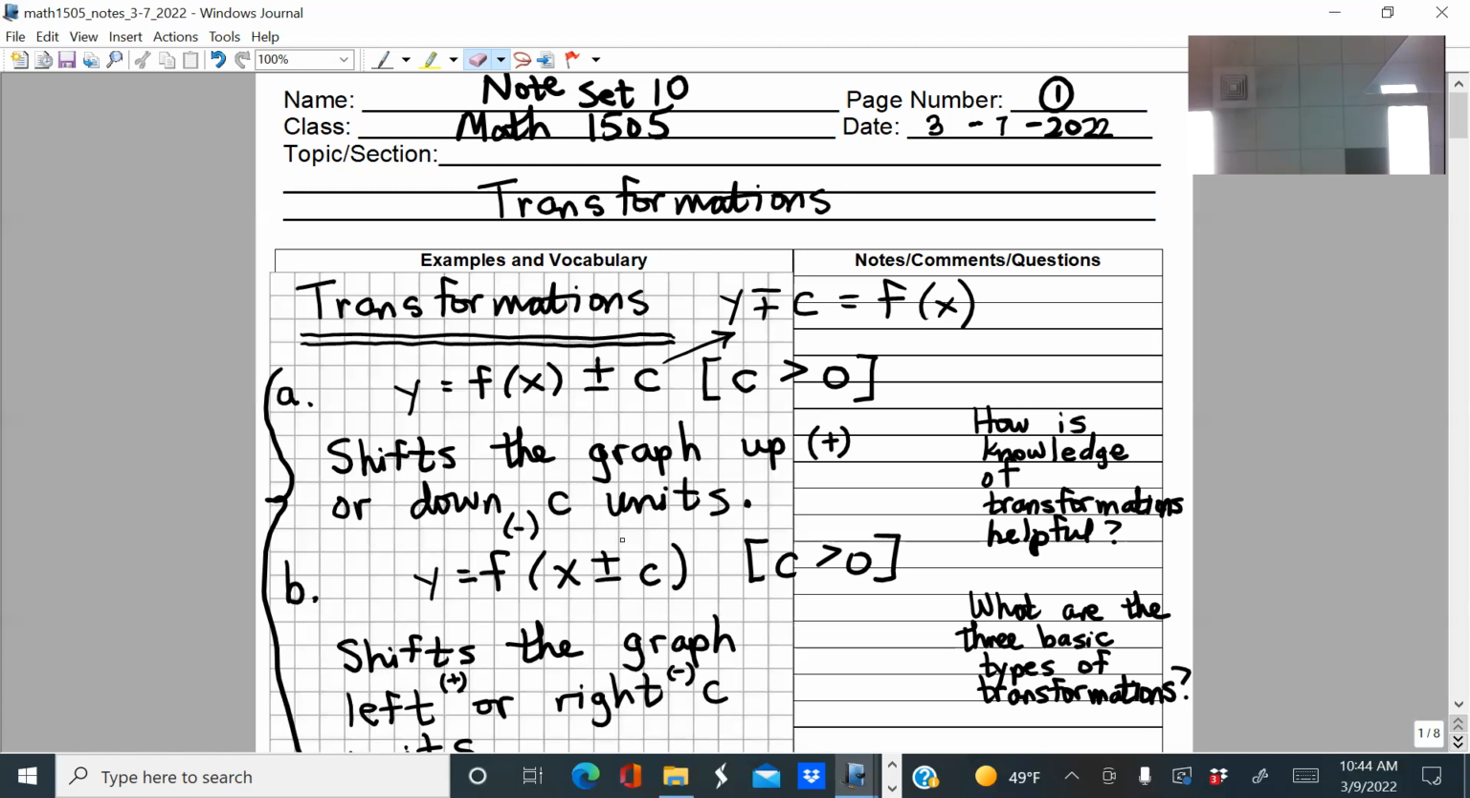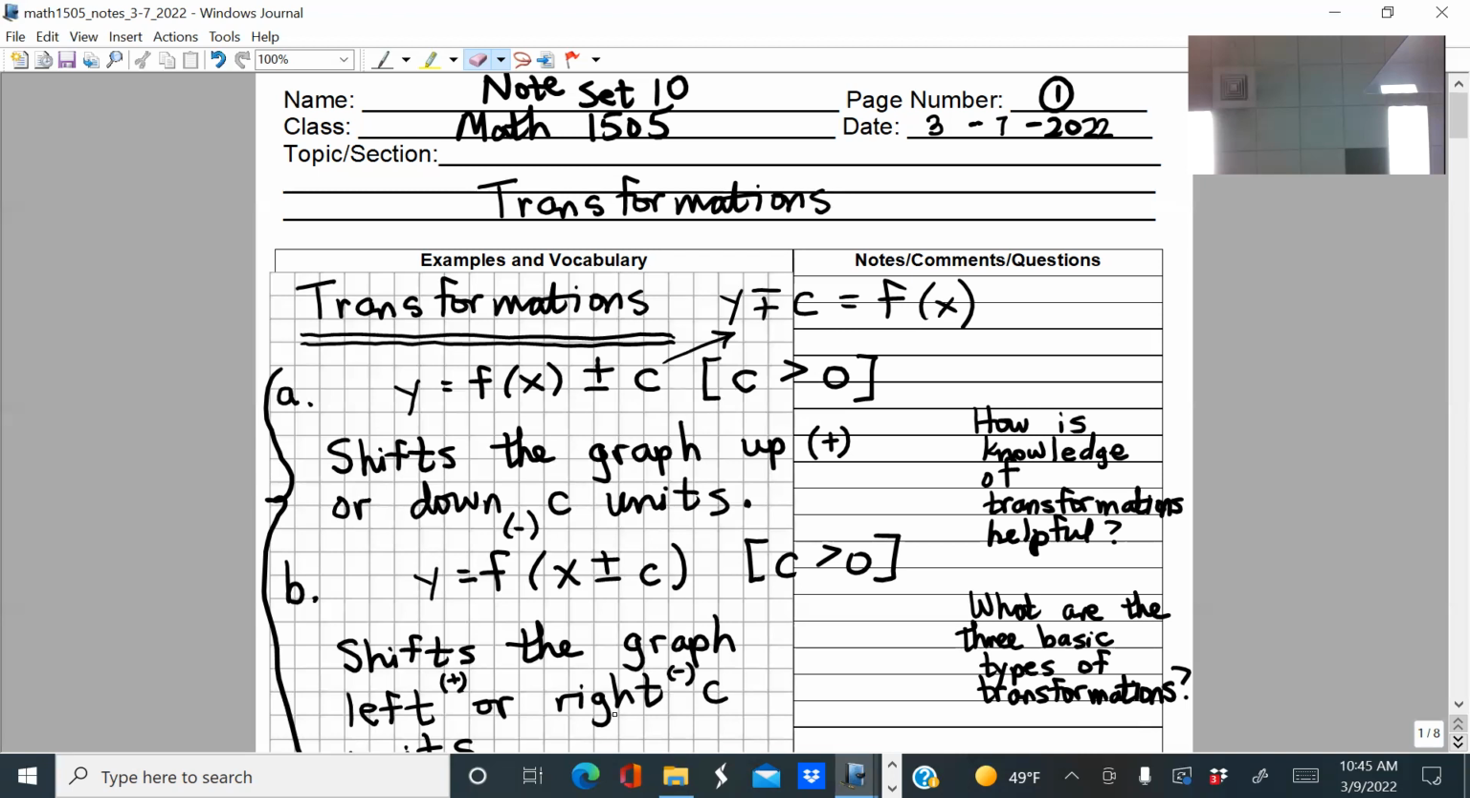Now, you have to be very careful about the sign here. If you add the constant to x, you're going to shift the graph in the negative direction. You're going to shift the graph left. You're thinking, oh, if I add the constant to x, I should shift in the positive direction, but it works backwards. You're going to shift to the left. If you subtract the constant from x, you're going to be shifting to the right. So it's kind of intuitively opposite of what you might expect.